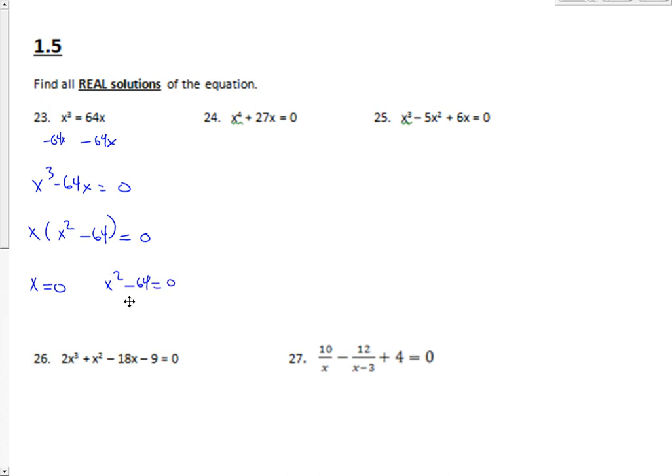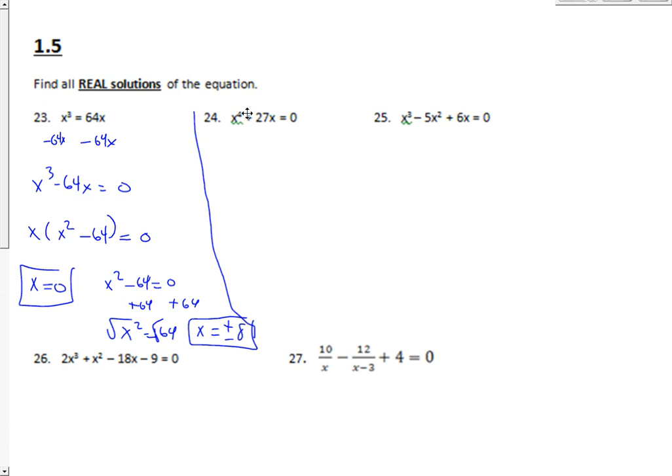When I add 64 to both sides, I will get x squared equals 64. When I take the square root of both sides, I'm going to get x equals positive and negative 8. So I have 0, positive 8, and negative 8.